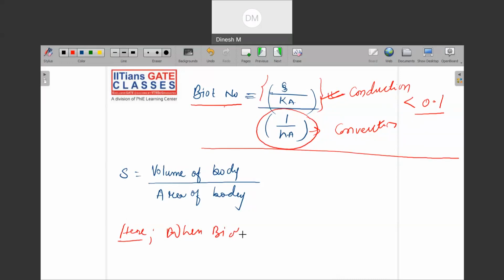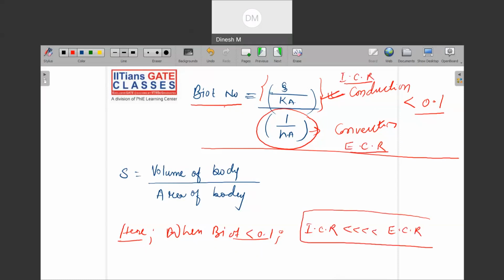So can I say that in this case, when the Biot number is less than 0.1, if I write down external convection resistance as ECR and internal conduction resistance as ICR, when your Biot number is less than 0.1, then your internal conduction resistance is much less than external convection resistance. Then only this analysis is possible. What? Lumped heat capacity analysis.